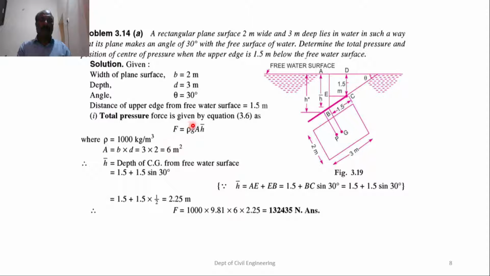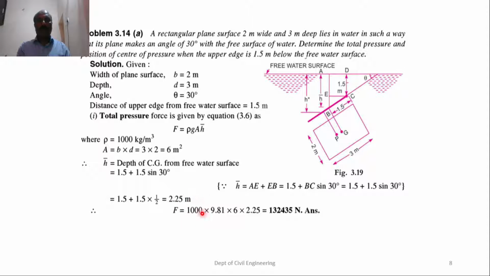The total pressure force is rho g A h bar. Rho is the density of water, 1000 kg per cubic meter. Area is 3 into 2, 6 square meter. H bar is AE plus EB, that is 1.5 plus BG sin theta. So H bar will be 2.25 meter.